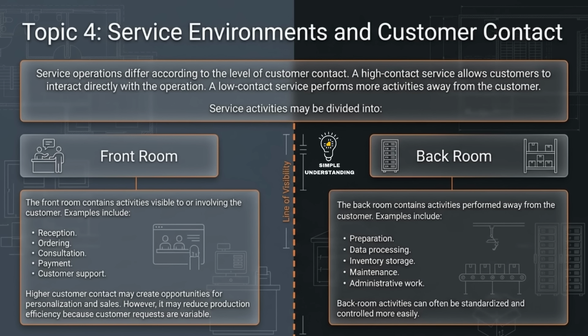Examples include reception, ordering, consultation, payment, customer support. Back room contains activities performed away from the customer. Examples include preparation, data processing, inventory storage, maintenance, administrative work. Higher customer contact may create opportunities for personalization and sales. However, it may reduce production efficiency because customer requests are variable. Backroom activities can often be standardized and controlled more easily.